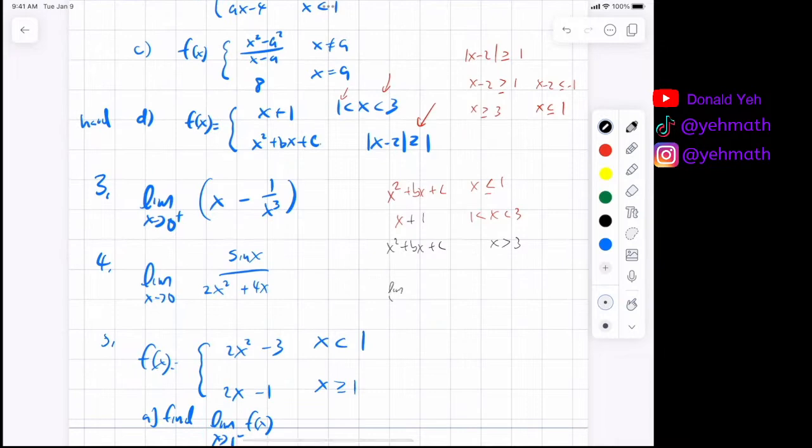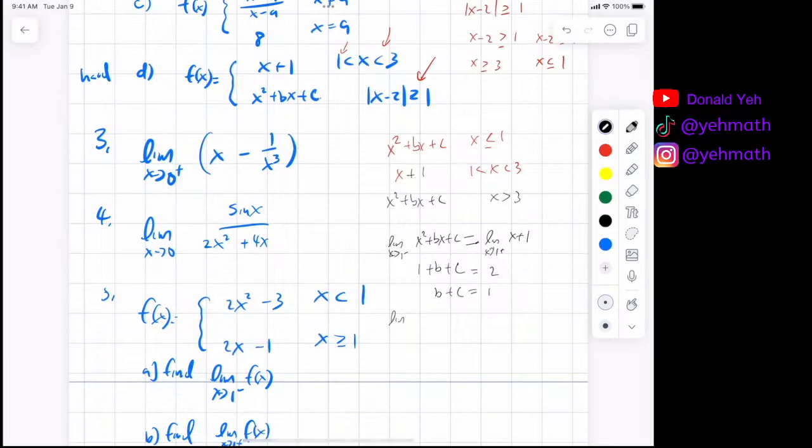So it'll be the limit as x approaches 1 from the left. Which equation am I going to plug in? x squared plus bx plus c, equal to the limit as x approaches 1 from the positive side of x plus 1. If I plug in 1 here, that's going to give 1 plus b plus c equal to 2. So b plus c is equal to 1. Is that okay?